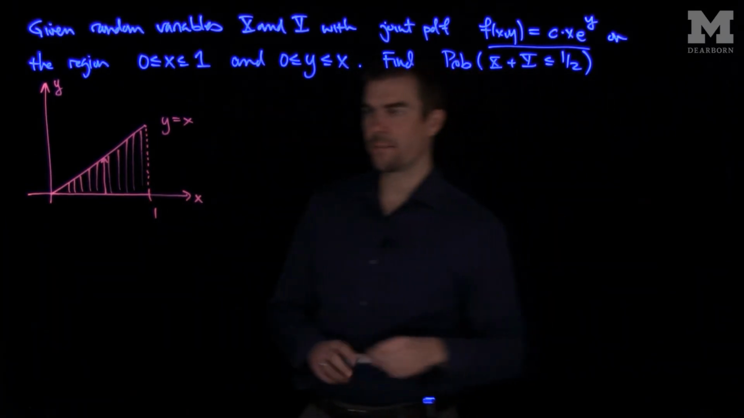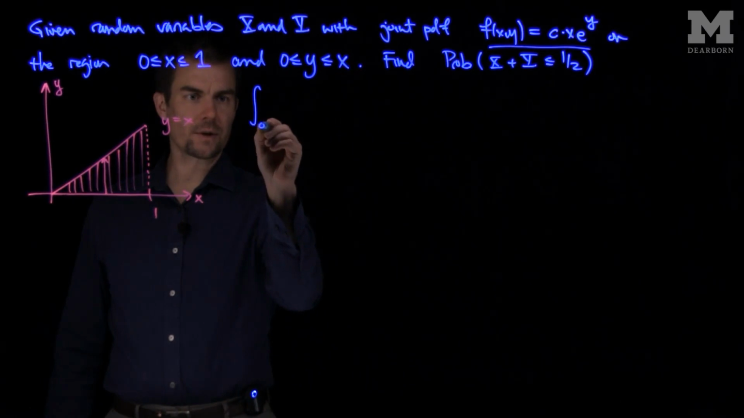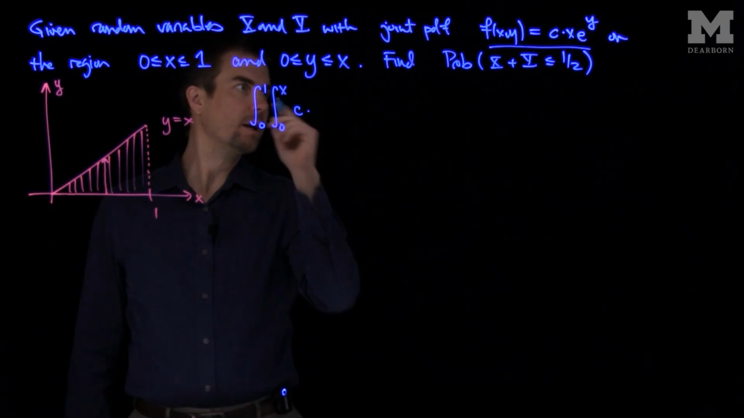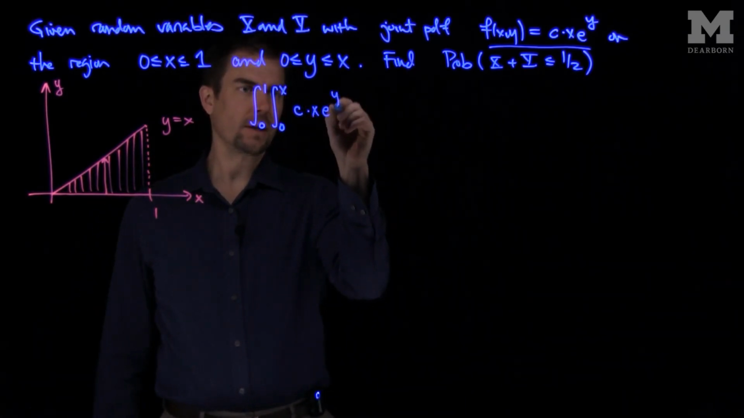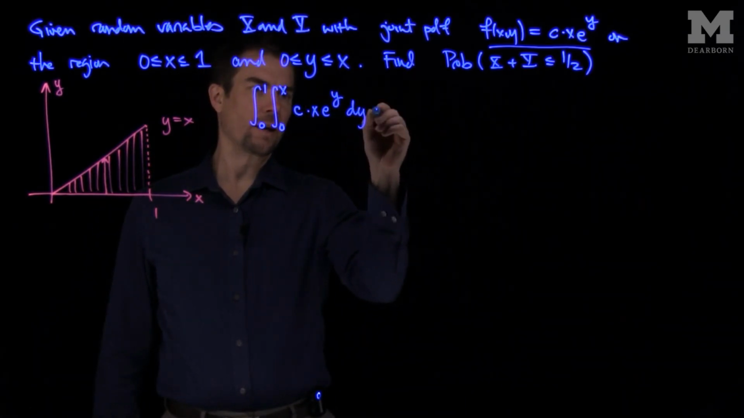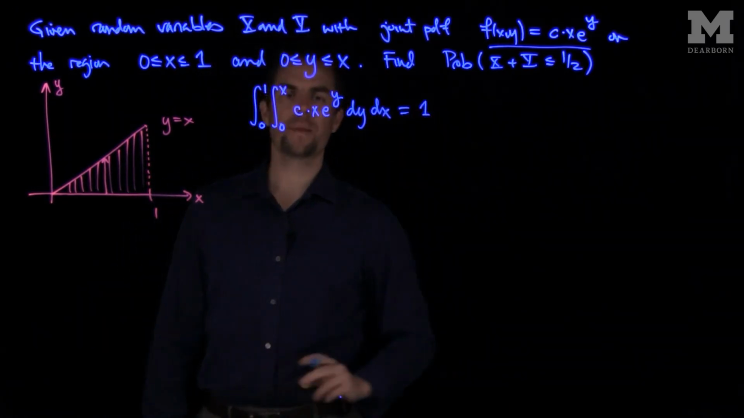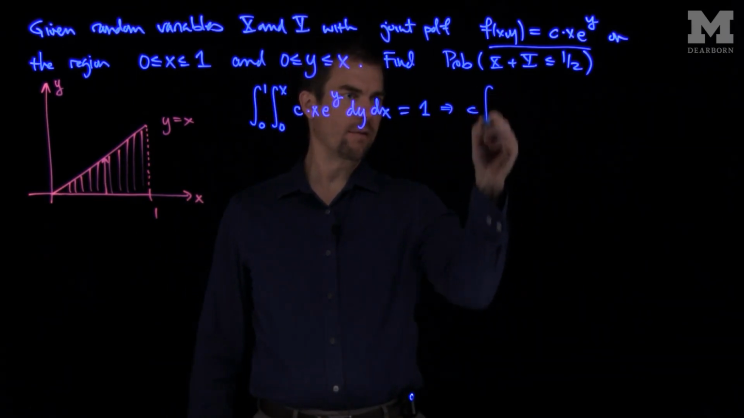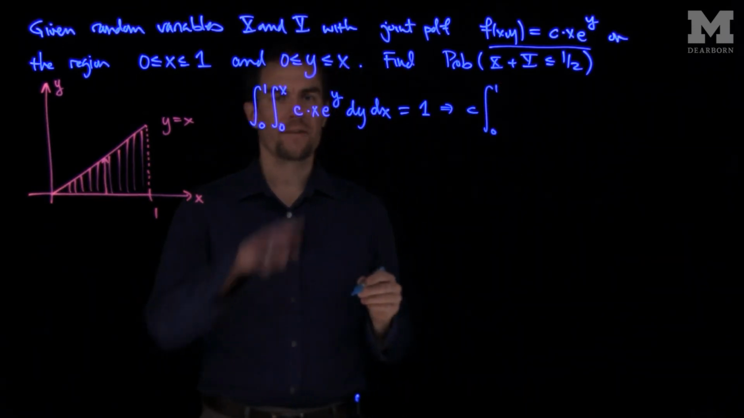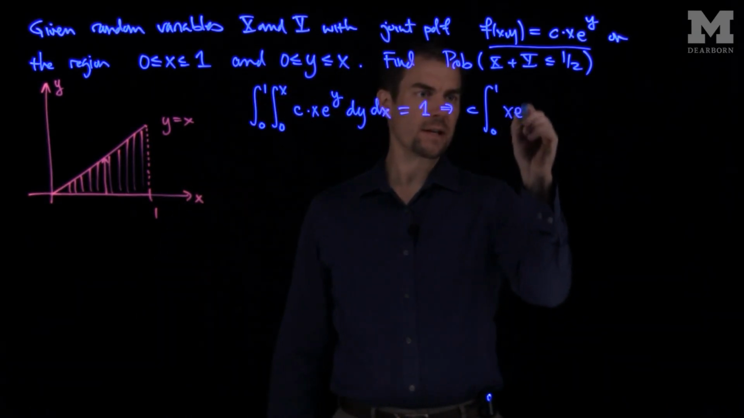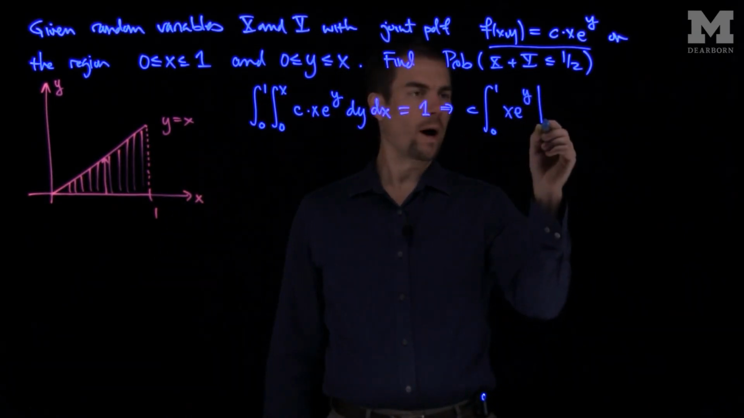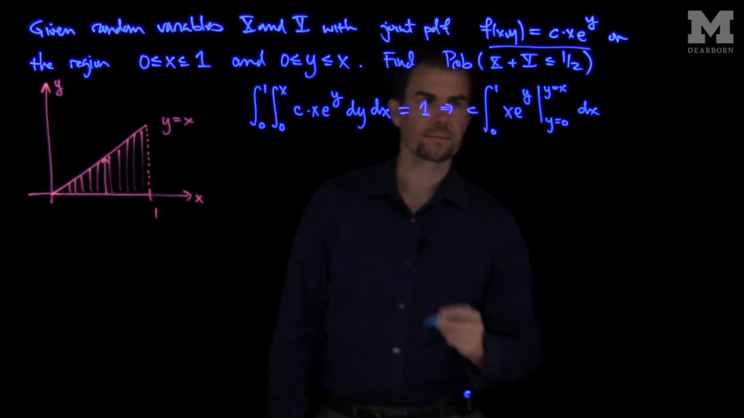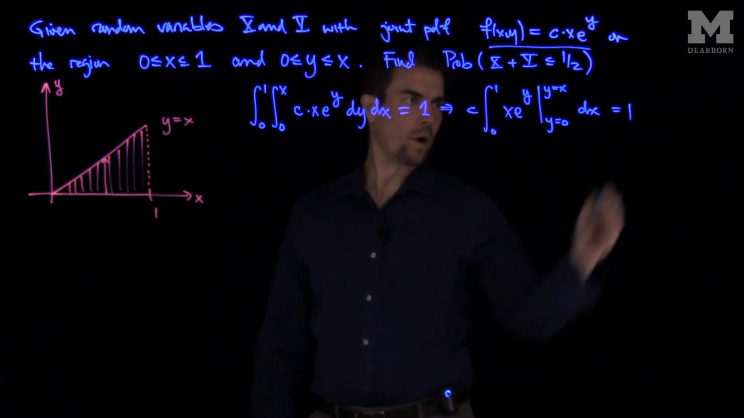So let's find the constant c. I know that the integral, x goes from 0 to 1, y goes from 0 up to x, of c times x e to the y dy dx has to be equal to 1. So let's do this integration. I can pull that constant out, so that constant comes out. I have the integral from 0 up to 1, and if I do the y integral, I'll have x e to the y from y equals 0 to y equals x, dx. And this has to be equal to 1.